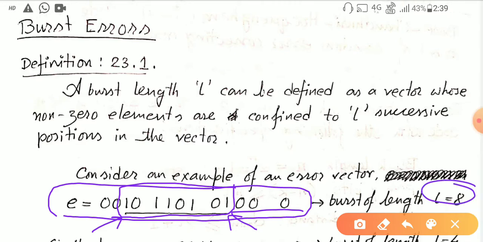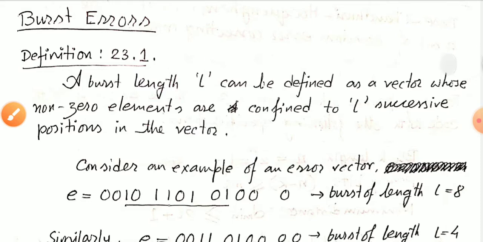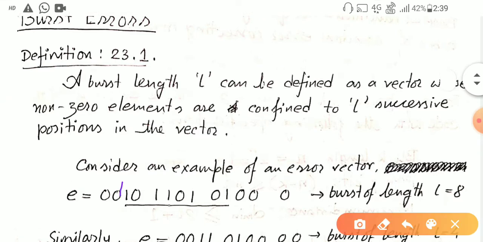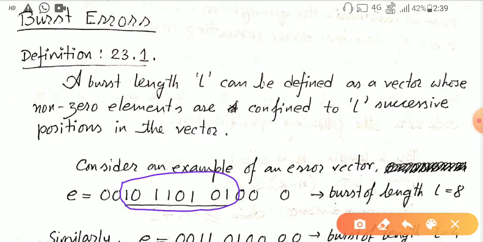Again, I just repeat that for the error vector you have to identify where the 1 is present on the MSB side and the LSB side. The length between these will define the burst length. In this case, this is 8, so the burst length is 8.